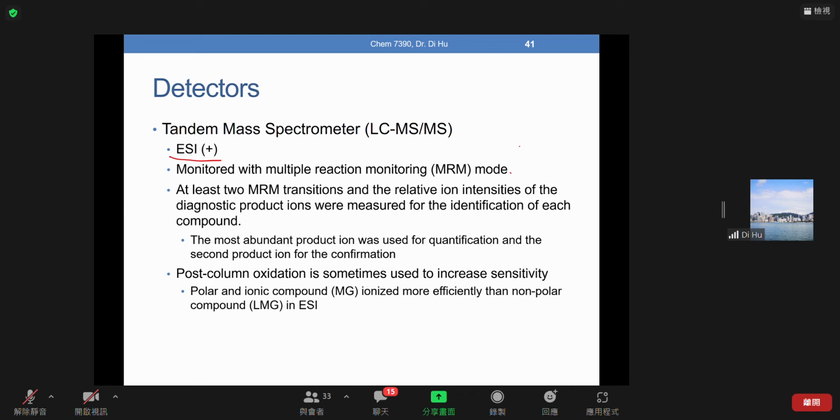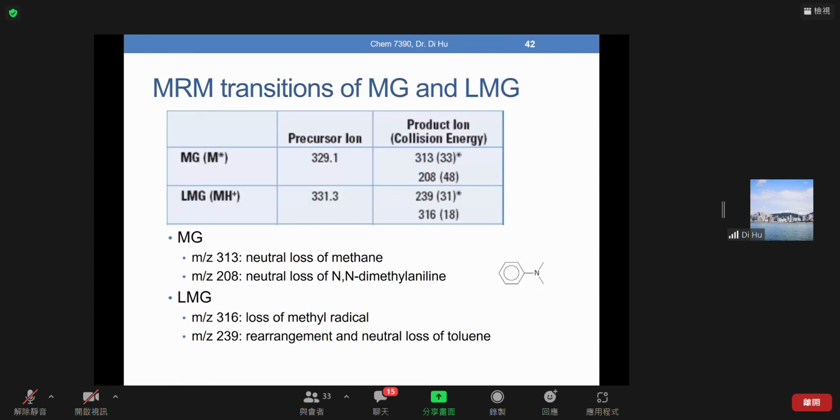And sometimes, as I mentioned, post-column oxidation is used to convert leucomethyl green to methyl green, because leucomethyl green from its chemical structure is non-polar, it's not charged, and then it's more difficult to get charged in ESI. That's why it has the post-column oxidation. And this is how they monitored. You can see that methyl green itself is already positive, so in ESI it does not need to be protonated. Understand? Because itself already has the charge.